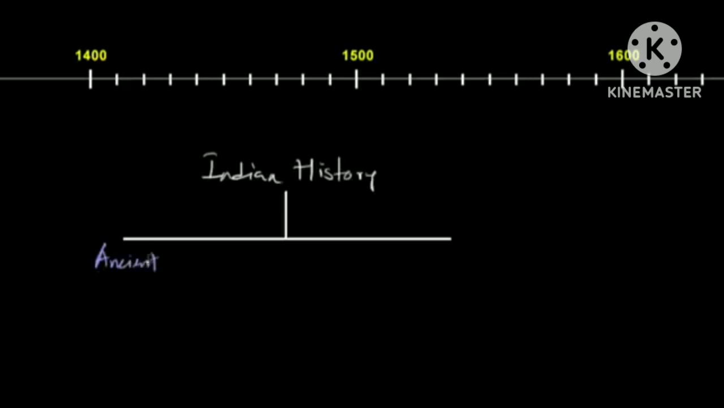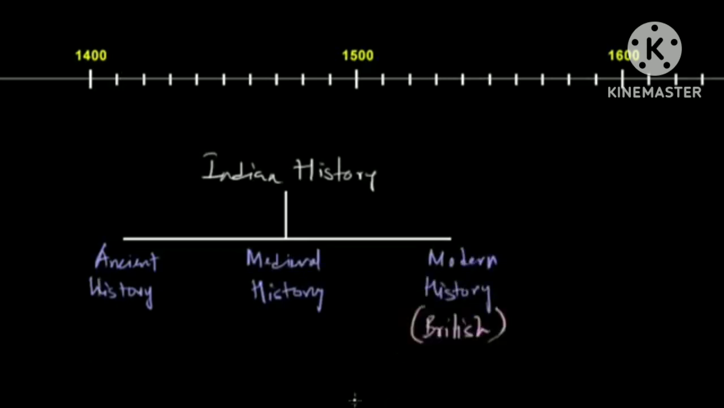First thing first, the Indian history has been divided into three parts, and they are ancient history, medieval history, and then modern history. Now, modern history is the part where we typically talk about the time when India was under the rule of British Empire. And medieval history is the time from 8th to 18th century.